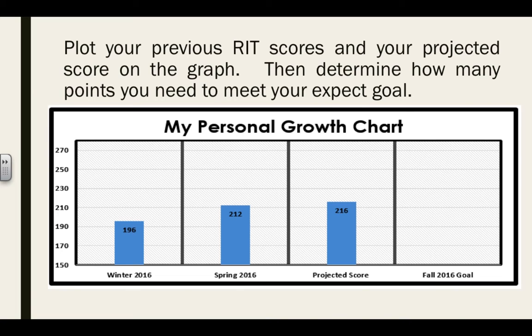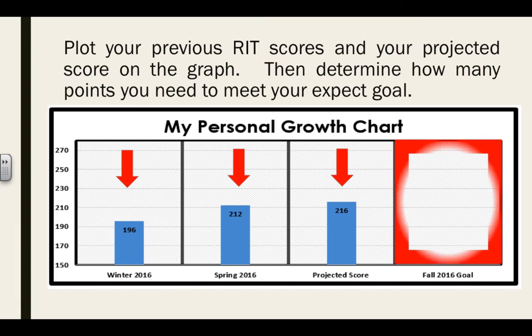In the previous example, the student earned a 196 on the winter exam. Some of you may have been exempt and did not take this test, so you'd leave that part blank. In the spring, the student topped the winter score with a 212, so that's plotted in the second column. The third column is where you will plot the projected score, which for that student was a 216.